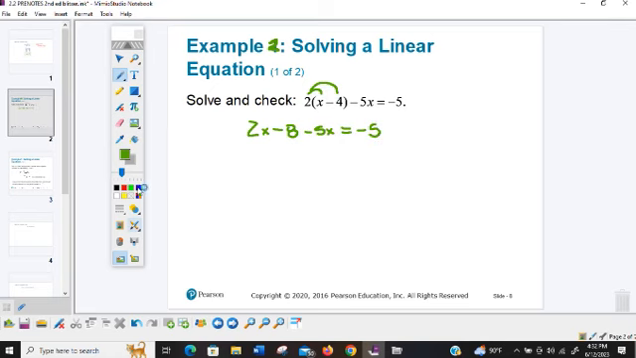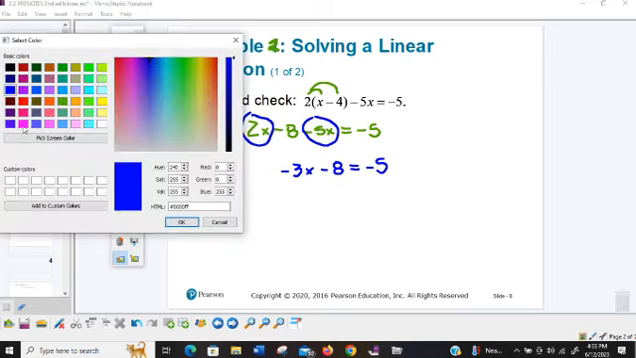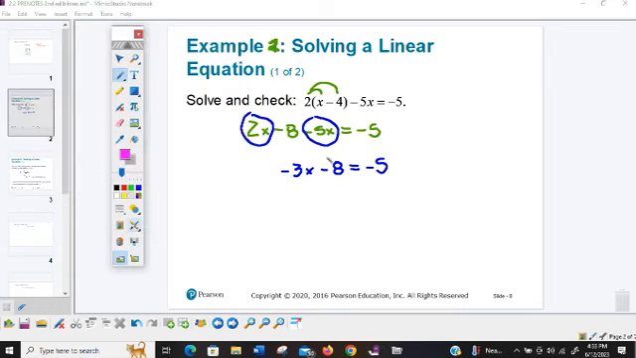Now before I do anything else, I know I want my letters on the left, but I can combine some terms here. 2x minus 5x, those are on the same side, so I can add them together. I get negative 3x minus 8 equals negative 5. Now I have my letters on the left. What I need to do now is to get my numbers on the right. So I'm going to take this 8, if they subtracted it, the inverse of that would be to add it to both sides. So I end up with negative 3x equals positive 3.